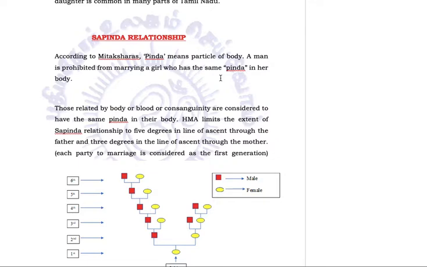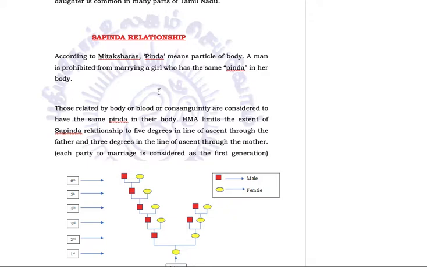Okay, so now you must be thinking how a boy and girl who are not related to each other can have particles of the same body. Okay, we'll understand. Those related by blood or consanguinity are considered.